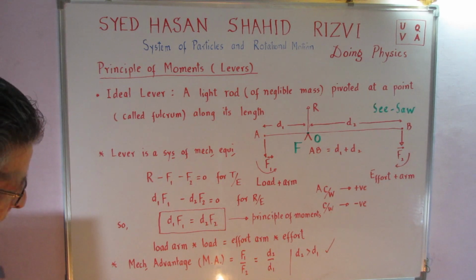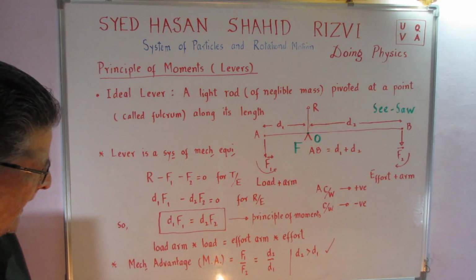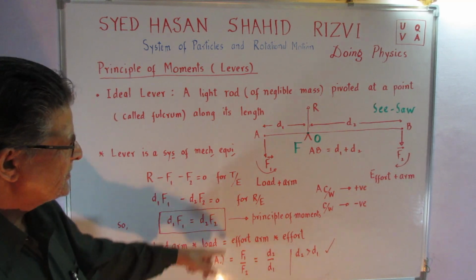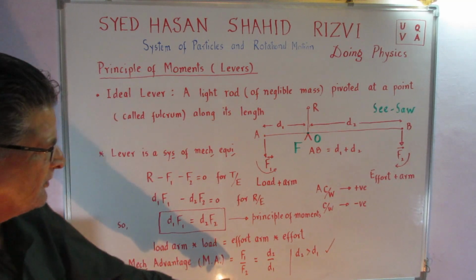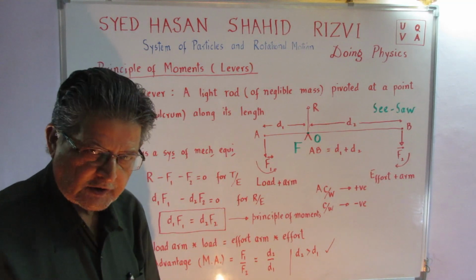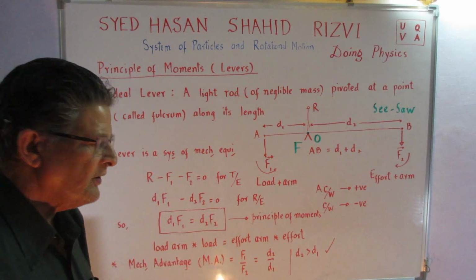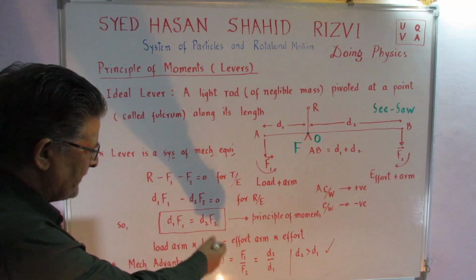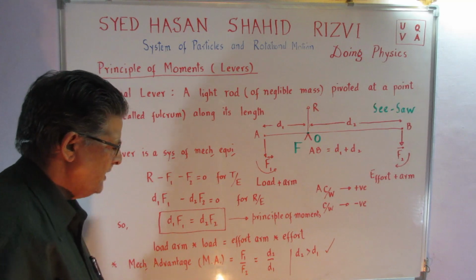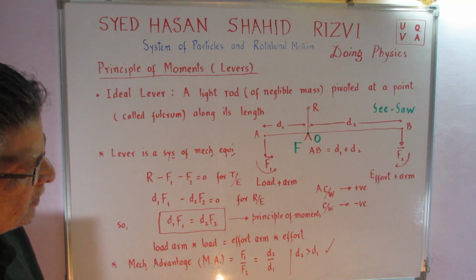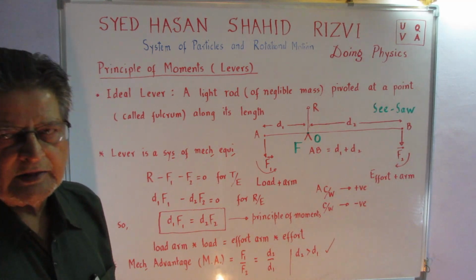So now we define something called mechanical advantage. Mechanical advantage is defined as the magnitude of the load force divided by the magnitude of the effort. So it is the load divided by the effort. And it turns out readily from here that this is equal to D2 divided by D1. If D2 is greater than D1, then of course there is an advantage of more than one, and that is what is desired.